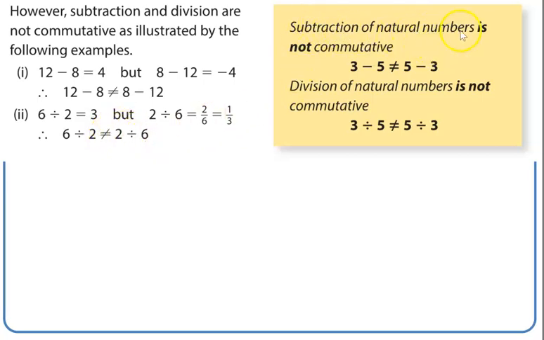Subtraction of natural numbers is not commutative: 3 minus 5 is not equal to 5 minus 3. Division of natural numbers is not commutative: 3 divided by 5 is not equal to 5 divided by 3.